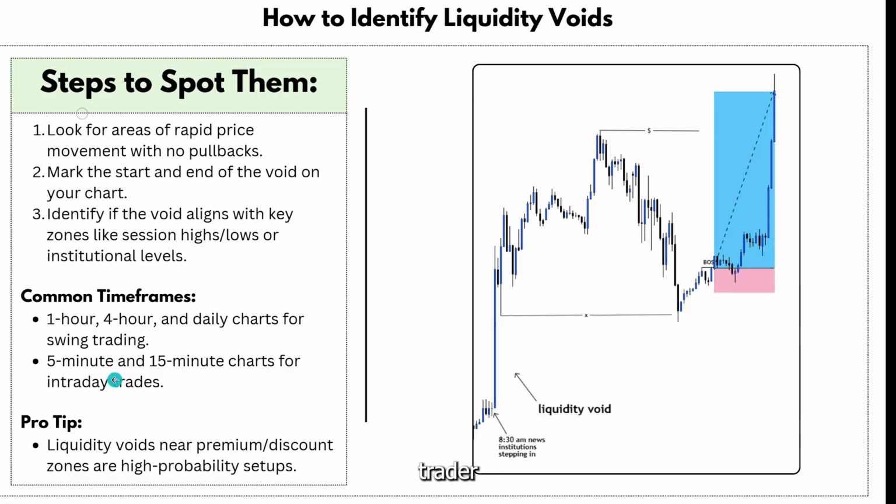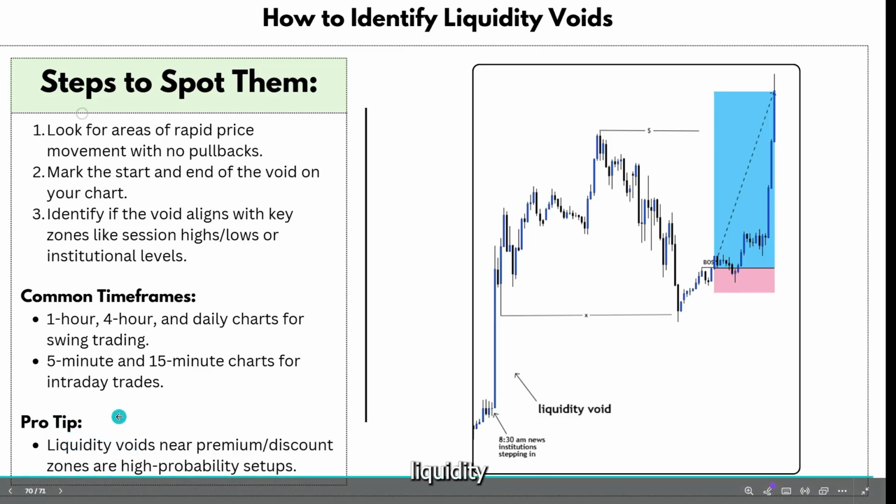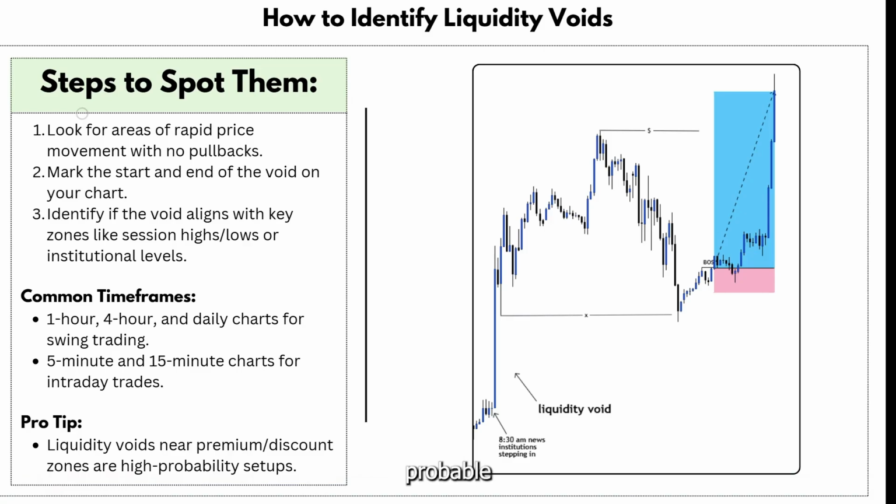So if you are an intraday trader or a scalper like me, I mainly look for these on the 15 minute chart, right? And I scale down to the 5 minute for my positions. But if you are a swing trader, they're mainly shown on the daily chart, the 4 hour and the 1 hour. A clear pro tip I can give you guys is that liquidity voids near premium and discount zones set up high probability setups. When you see a liquidity void near a premium or a discount zone, those really set it up for high probability setups. So make sure you keep that tip in mind.